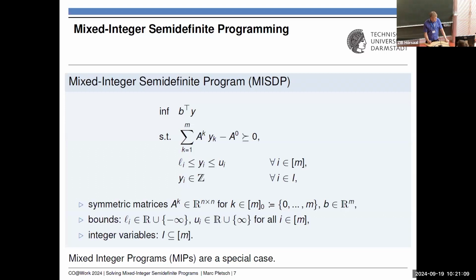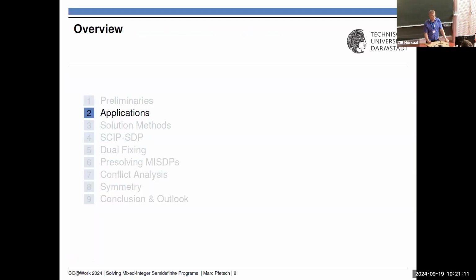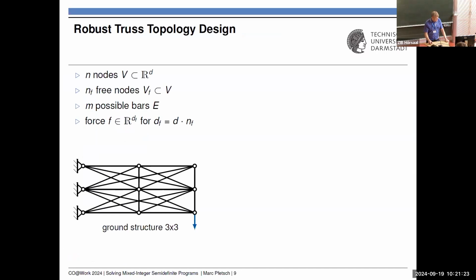And now I'll try to convince you that there are interesting applications. I go through the first application in a bit more detail and then be faster for the remaining ones, but you can slow me down if you are interested in details. Okay, the first application is robust truss topology design. That's a very classical example for SDPs and also for mixed integer SDPs.